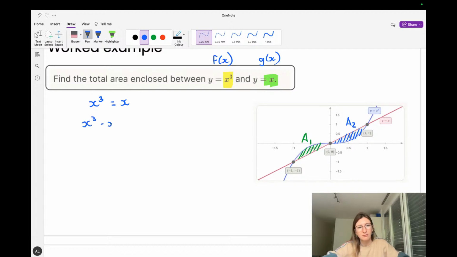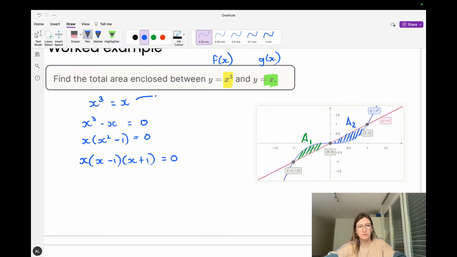I'm going to move 1x over. It's important not to divide by x on both sides. You can do that and you'll get two solutions, but then you also need to recognize that 0 is a solution here. But if you factorize, you'll be able to get that. So let me factorize x out. So I have x squared minus 1 equals 0. And then x squared minus 1 is x minus 1, x plus 1 equals 0. So then you can see I really have 3 solutions here.